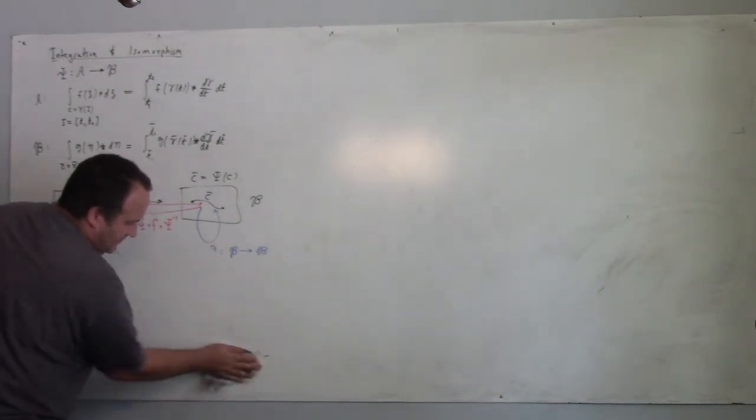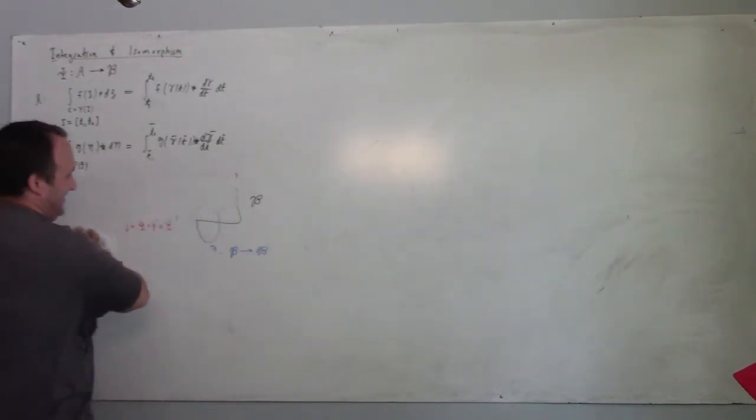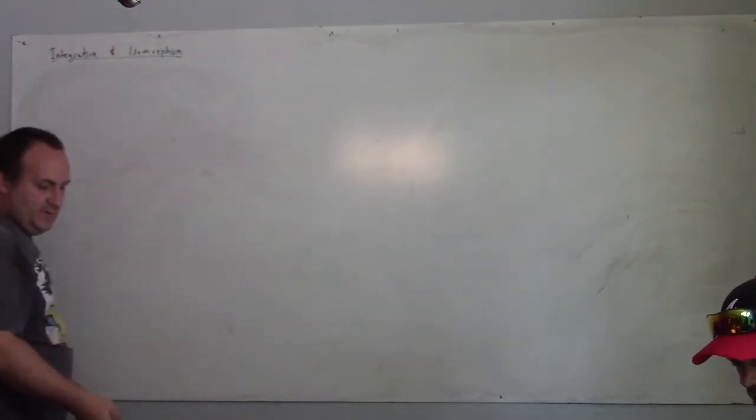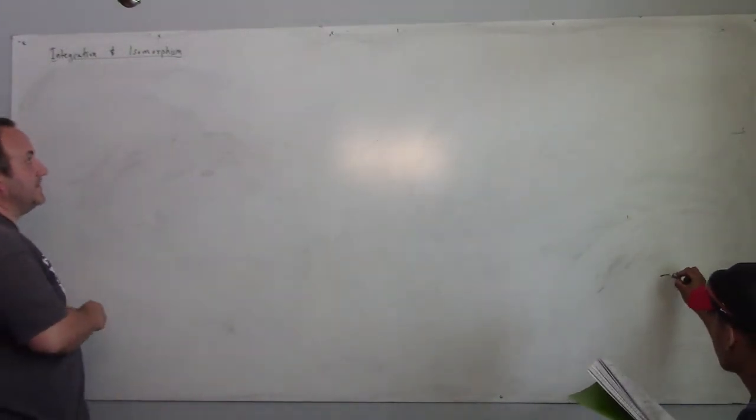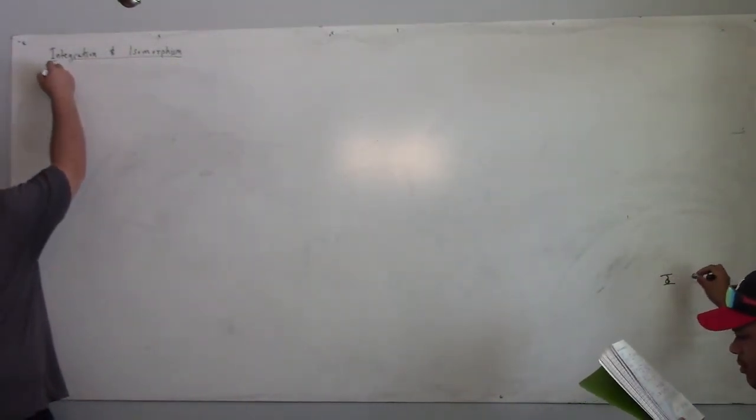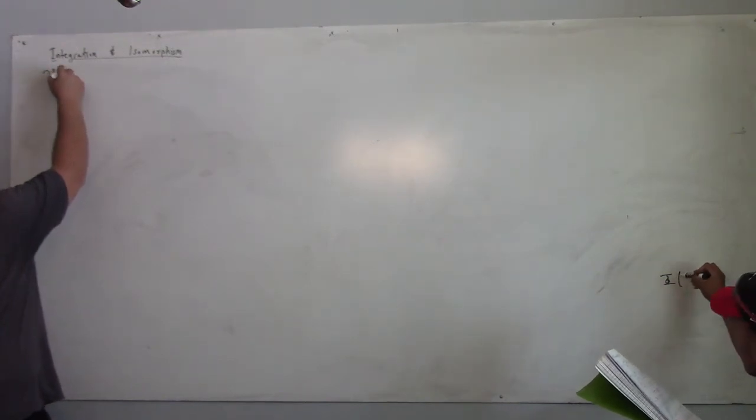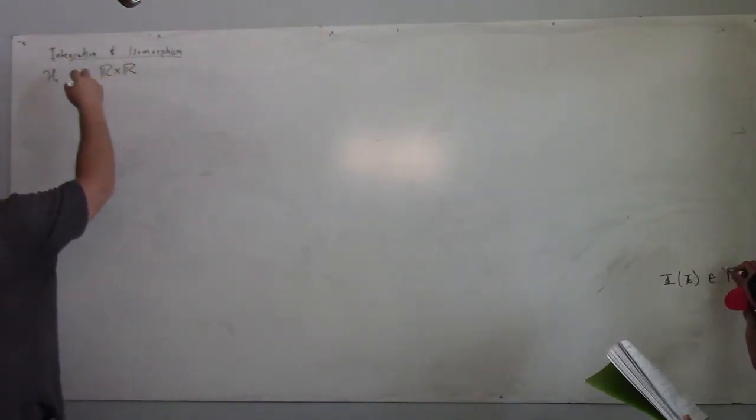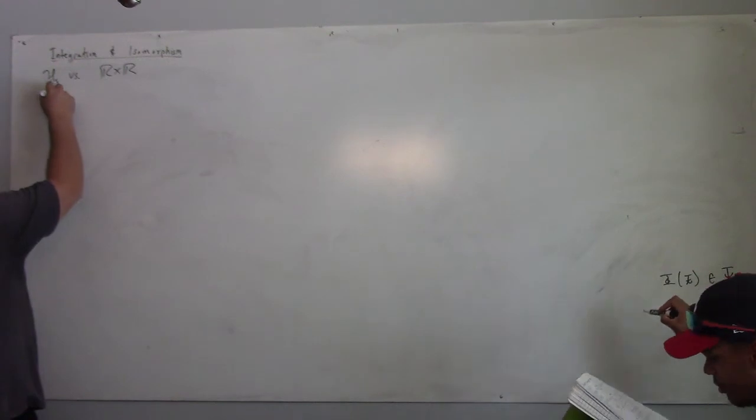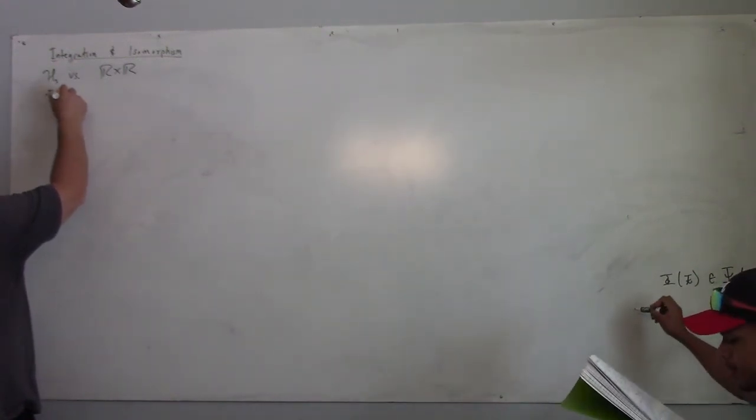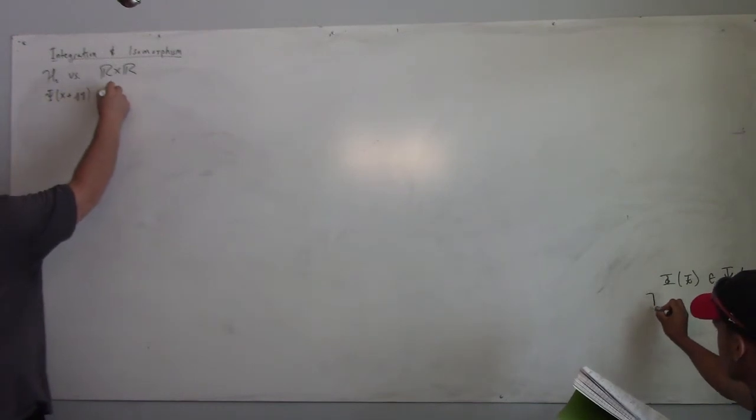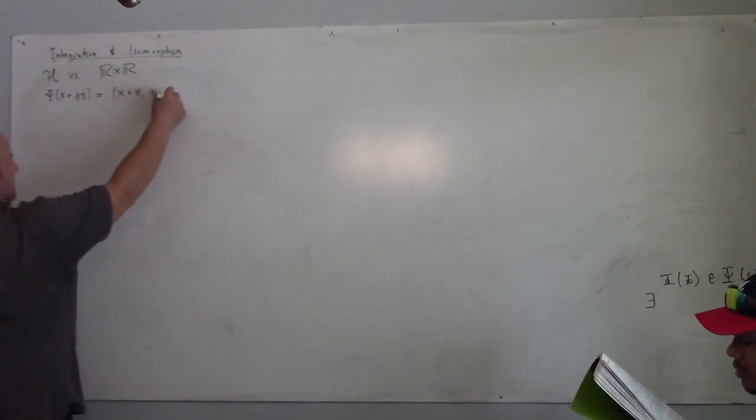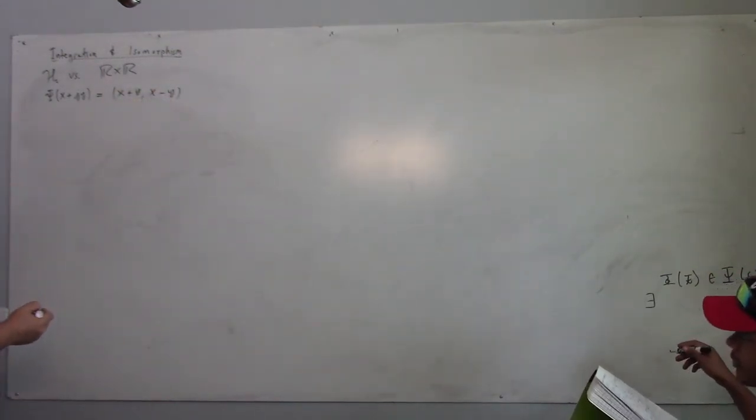Rats, I lost my formula. I think I got it. We're almost forced to it. So we want to study the integration, we want to contrast H2 versus R cross R. And so what's our isomorphism? Psi of x plus jy, what is it equal to? Is it x plus y, x minus y? Yeah. And what's the inverse formula?